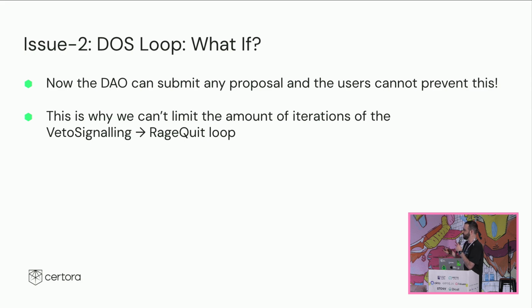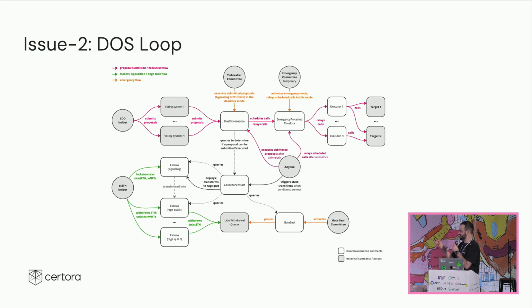So is everything broken? Not so fast. I lied to you a bit. The design is not that simple. It's not just 4 states and that's it. We have this design, which is very nice and very complex. Don't worry, we only look at this part, with the tiebreaker committee and the dual governance there. So let's zoom in and see how Lido solved this problem.